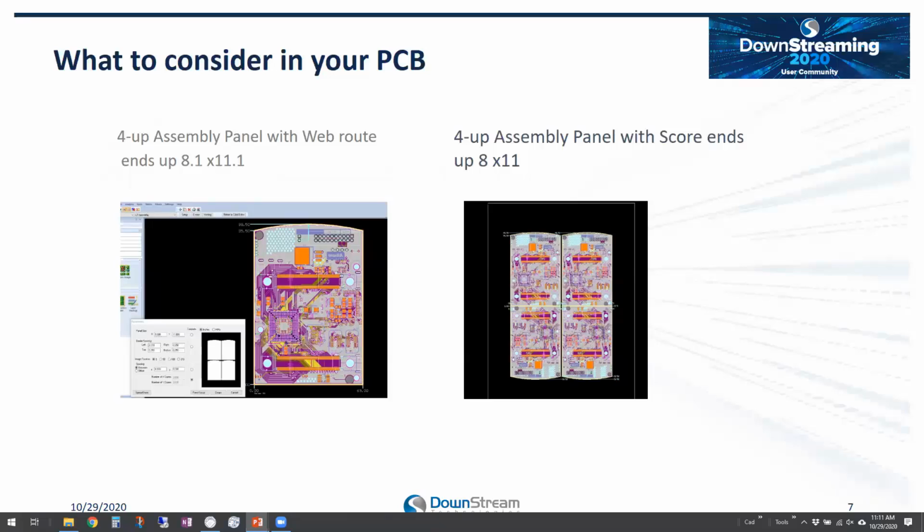So I've got a couple slides here that just kind of show what I'm talking about. I have a board here, and this is the board I'm actually going to use for my demo, but it's a 4-up assembly panel that I've created for this board. You can see it over on the right-hand side, actually using a combination of web routes and scoring. If I just did it with web routes, I might end up with a panel that was 8.1 by 11.1. If I did it with just scoring, as I did over here on the right, I might end up with a panel that's 8 by 11.